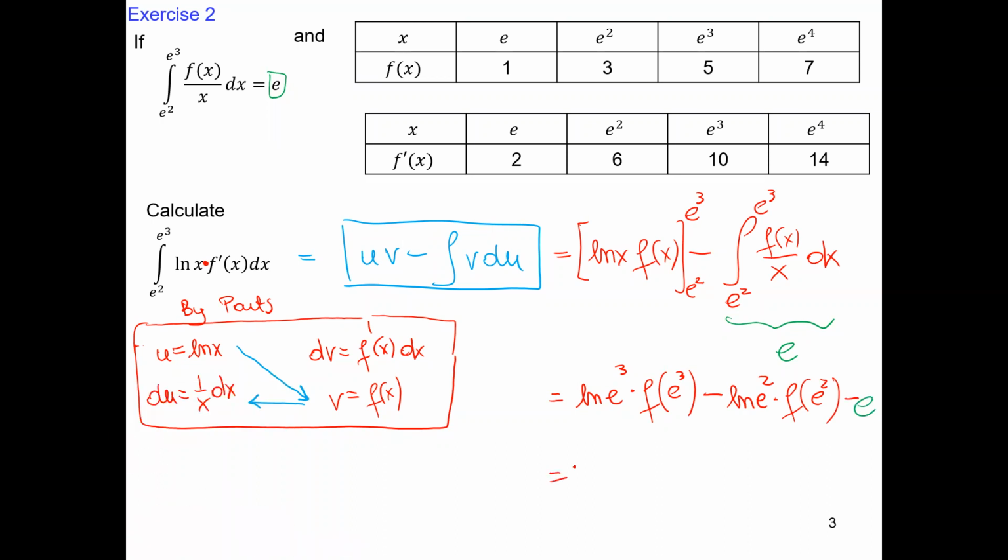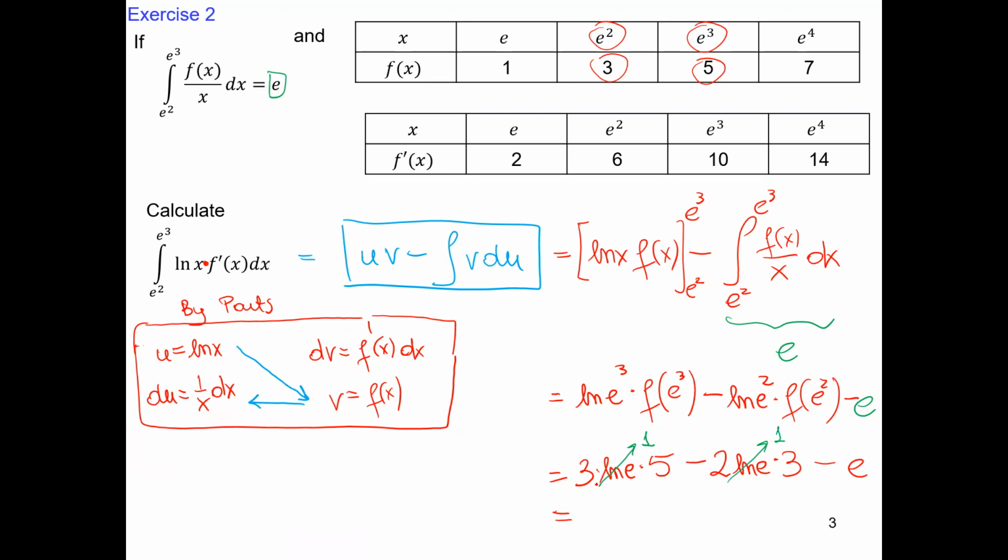Natural log of e cubed, we can put the 3, the exponent, in front of the logarithm. And the value of the function, not the derivative, at e cubed is actually 5. Minus, we can put 2 in front of the logarithm. The value of the function at e squared is 3. And minus e. We also know that natural log of e is 1.